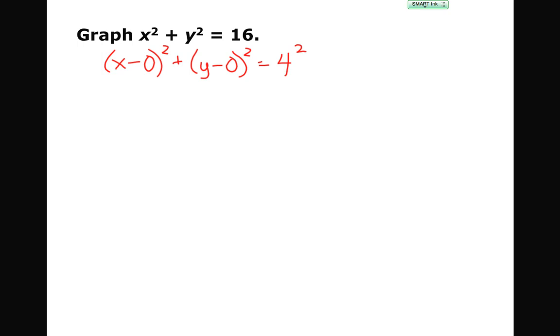So graphing that, what's its center? 0, 0, the origin. What's its radius? 4. The square root of 16. That's a circle that's called in standard position because it's at the origin. That's kind of like the parent graph of a circle. Any trouble graphing it?